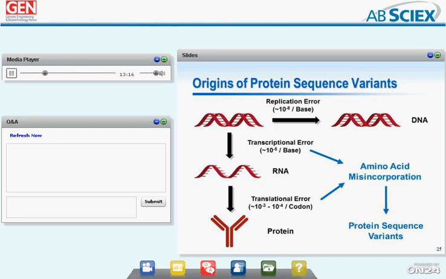So when you look at where origins of protein sequence variants can occur, we start at just the DNA level, where you can have a replication error of approximately 10 to the minus eighth per base, and that forms a DNA sequence variant. The other way amino acid sequence variants occur is as a function of amino acid mis-incorporation. This can be split into errors either when the DNA is being transcribed into RNA, or when it's being translated from the RNA into the protein sequence. Mistakes in either of these cases will form amino acid sequence variants, which then form a final product of a protein sequence variant.